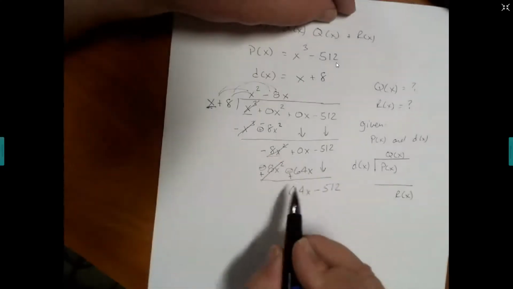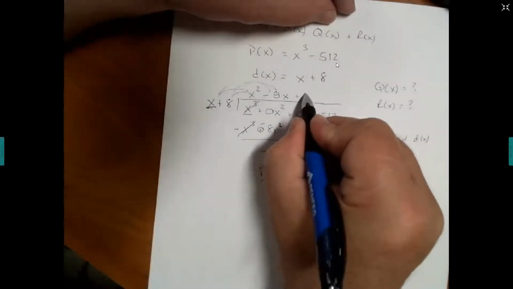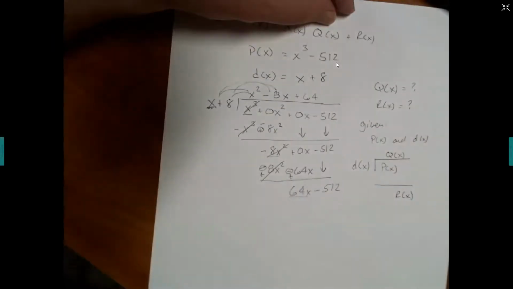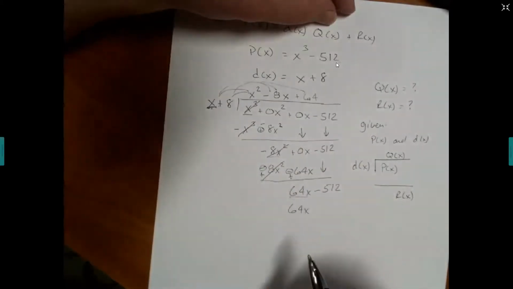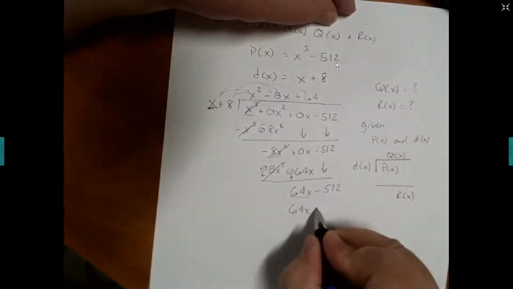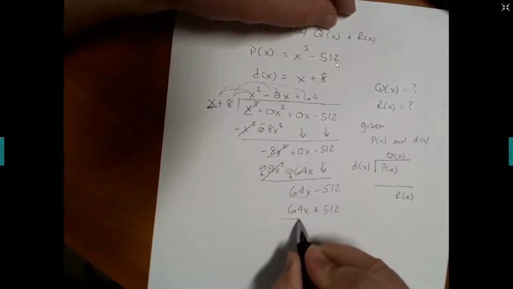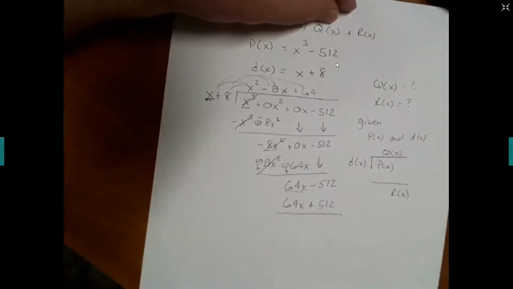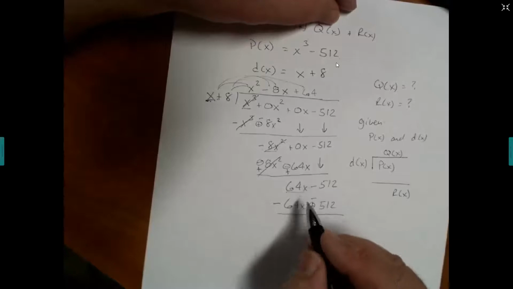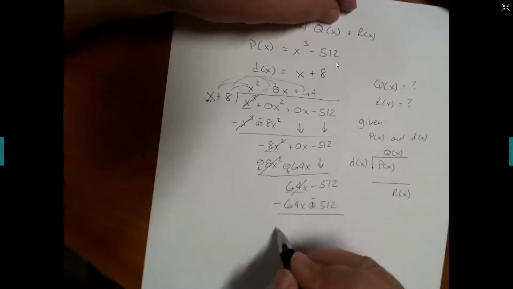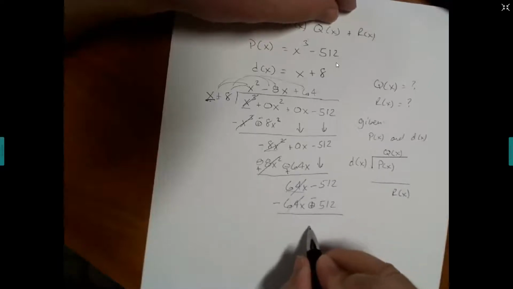Look at leading terms. What times x gives me 64x? A positive 64. 64 times x is 64x. 64 times 8 is 512. Change the signs. It's looking promising until we change the sign.